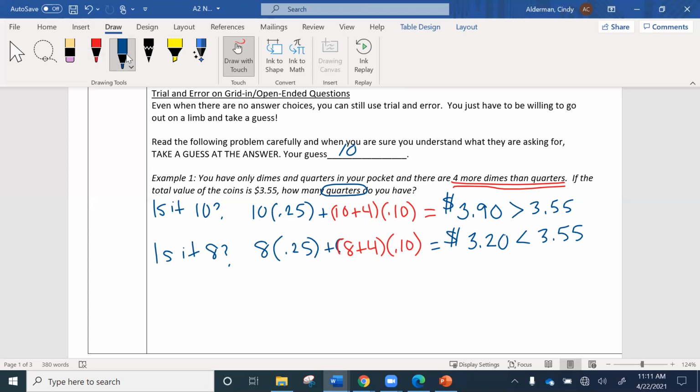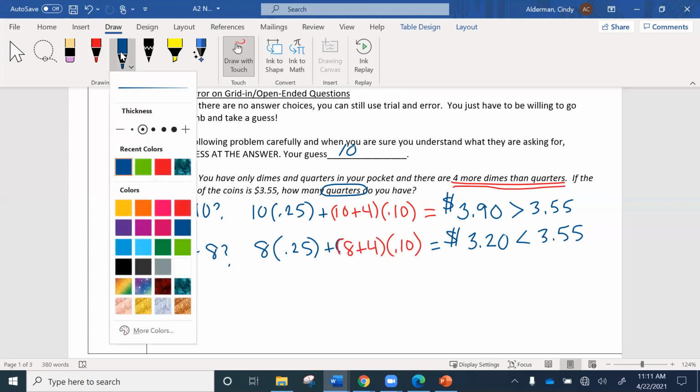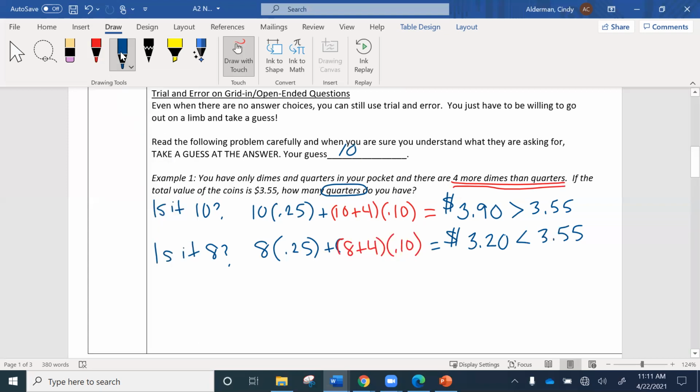So pause the video for a minute here and see if you can come up with what your next guess should be. Well, if our first guess of 10 was too much and our next guess of 8 was not enough, then we're going to go somewhere between 8 and 10. We're going to go to 9. So 9 quarters would be 9 times 0.25, and then we'd have 4 more than 9 dimes.